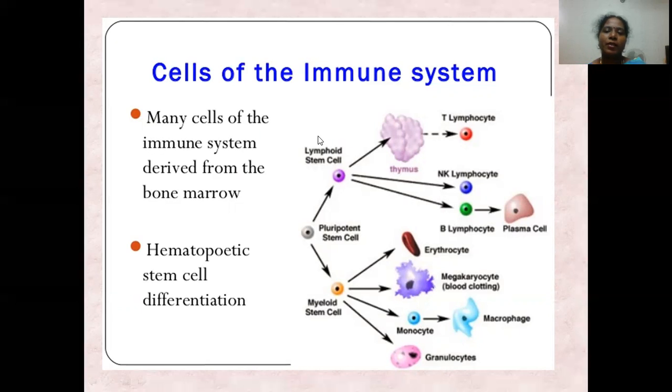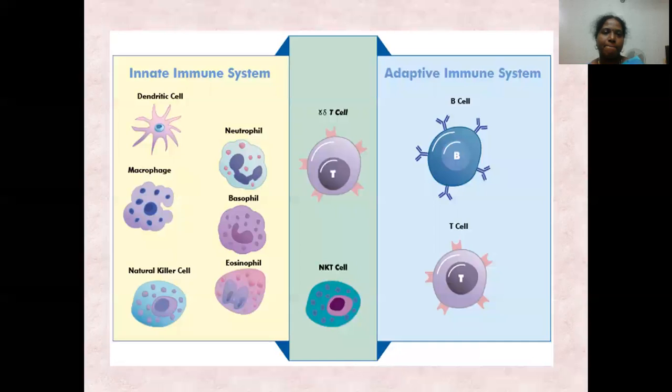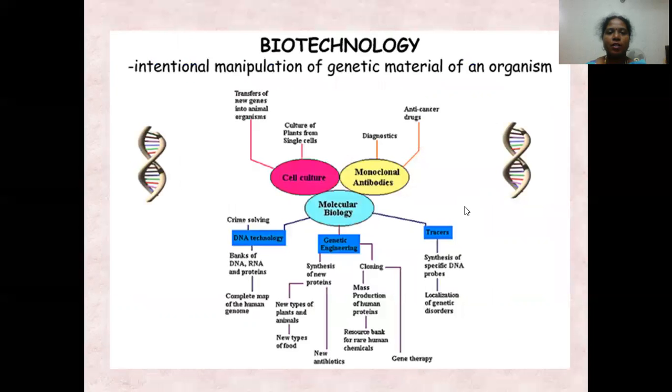You also have the granulocytes. So these are the cells that are involved in innate immunity, and these are cells that are involved in adaptive immunity. Dendritic cells, neutrophil, macrophages, basophils, natural killer cell, and eosinophil are involved in innate immunity. In the adaptive immune system, we have the B cells and the T cells.